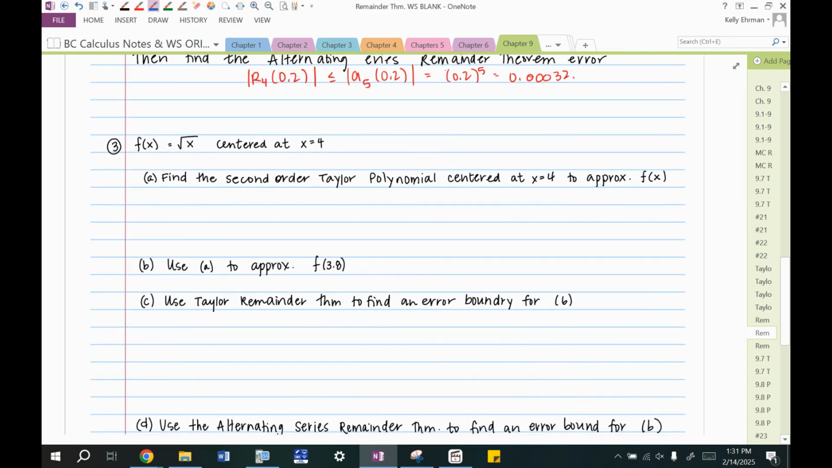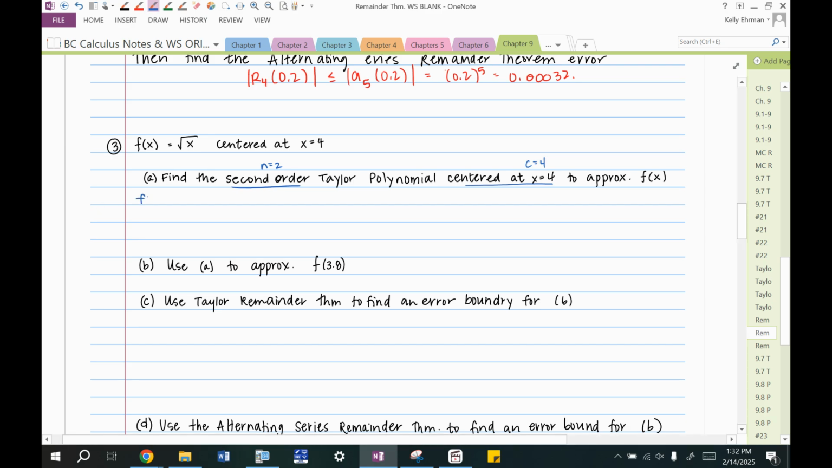F of x equals radical x centered at x equals 4. Find the second order, n equals 2, Taylor polynomial centered at 4, so c is 4, and then we're going to use that to approximate f of x. So first off, we need to get to just 2 derivatives, so that's pretty nice.